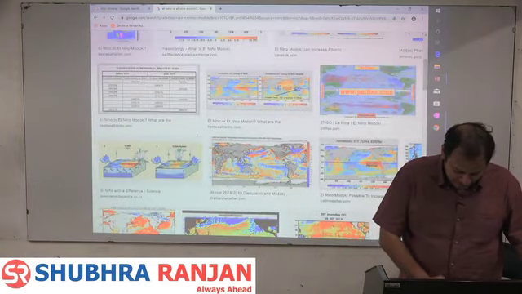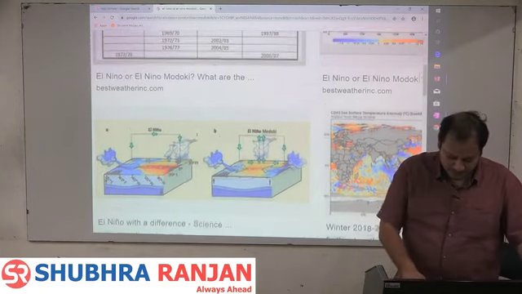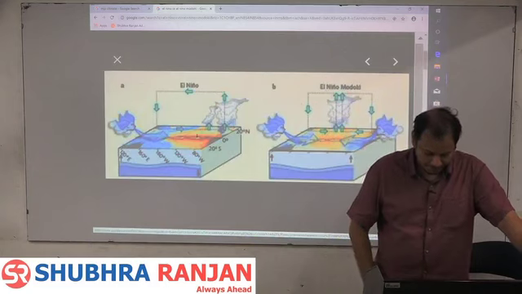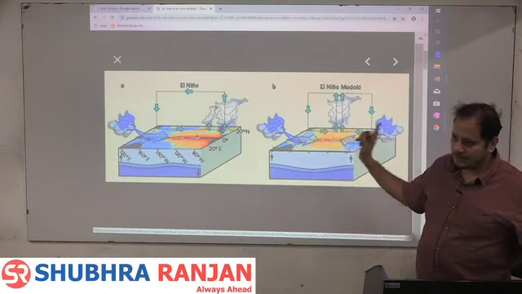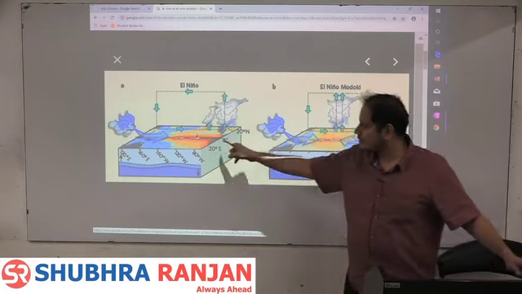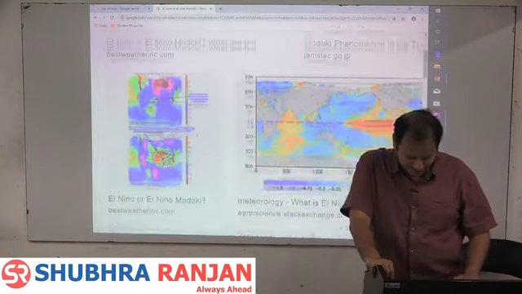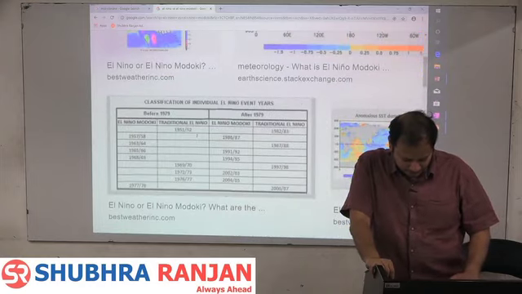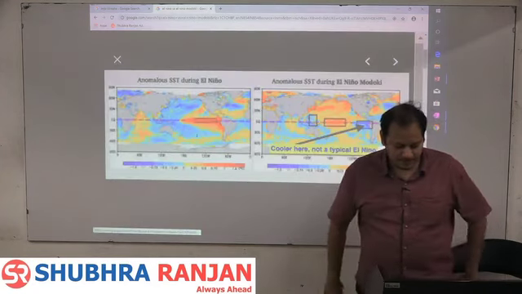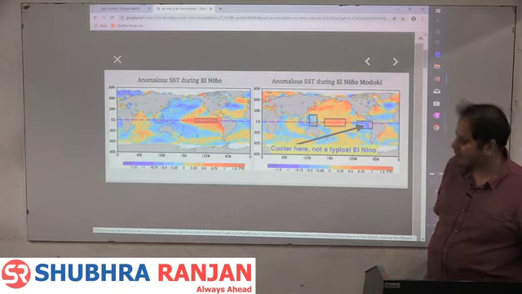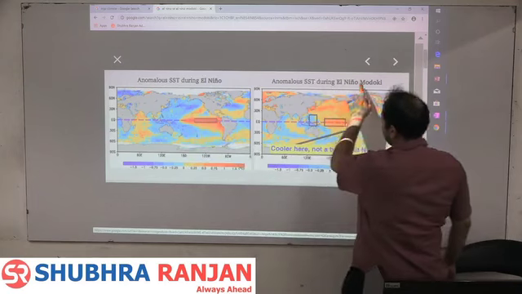There has to be, now this is a perfect diagram. इसका resolution is better. Understanding? El Nino and El Nino Modoki. This is the satellite image. Getting it? कहाँ पे गरम? El Nino. कहाँ पे गरम?